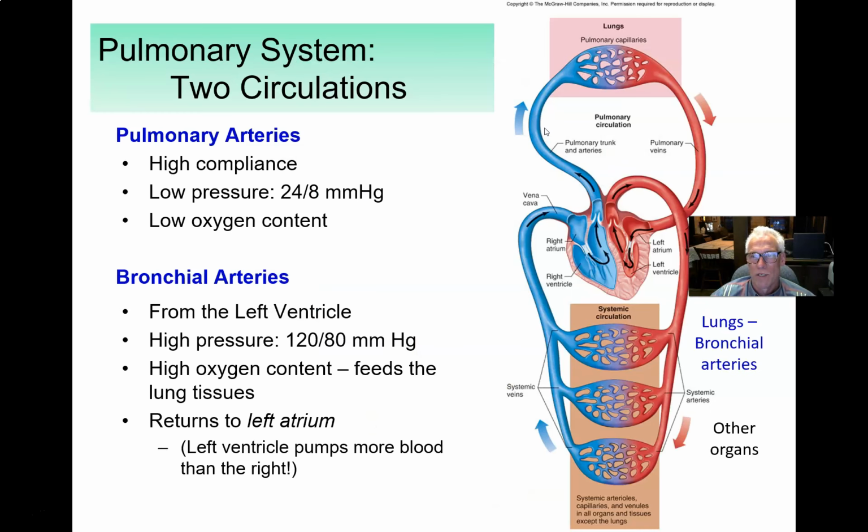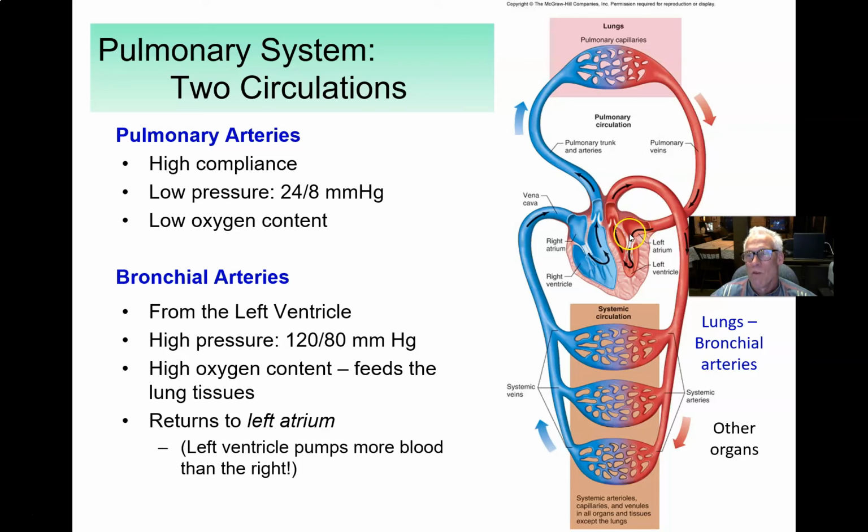Are you ready for some serious trivia? When that blood from the bronchial circulation comes back to the heart, it's not really accurate to use one of these little diagrams to represent the bronchial circulation, because that blood comes from the aorta essentially over to the bronchial circulation, and it goes right back into the pulmonary vein.